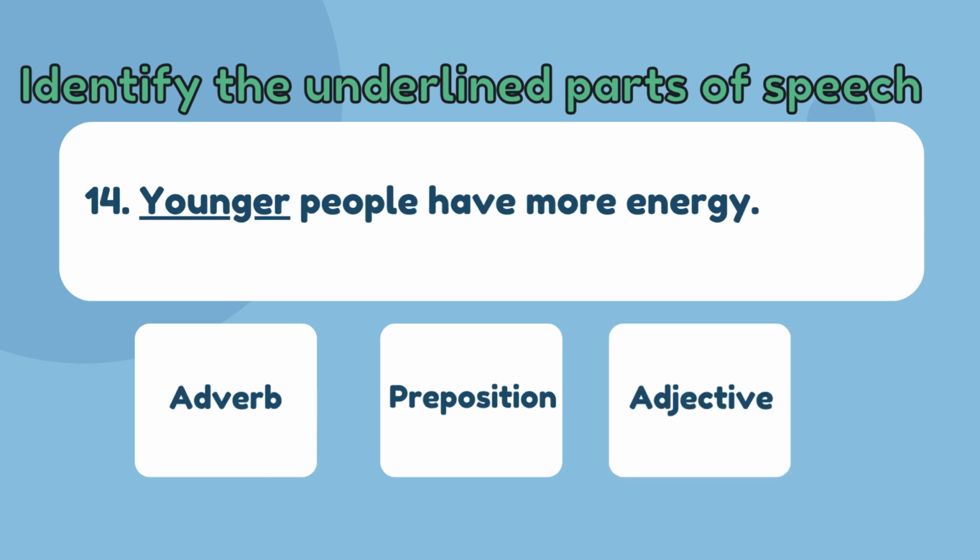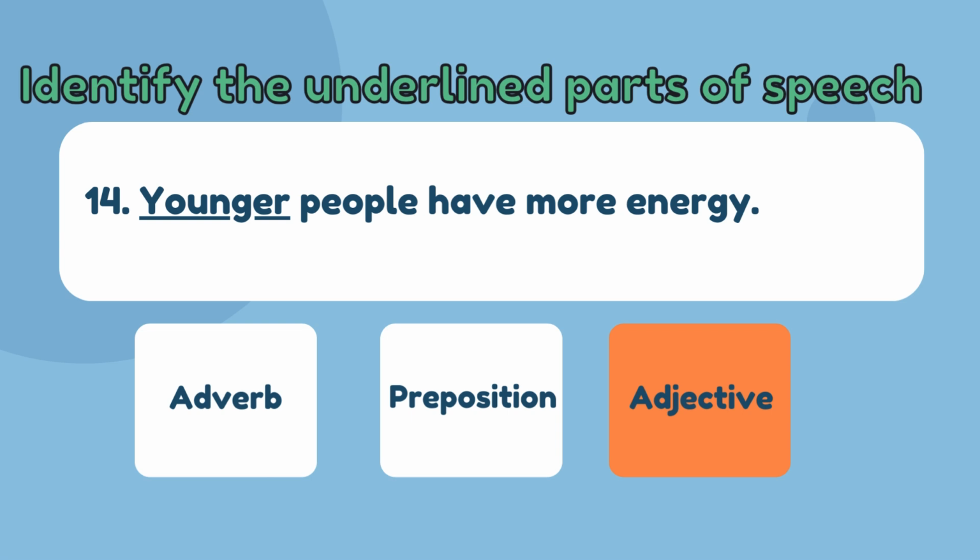Younger people have more energy. Younger is an adverb, preposition, or an adjective. So here you can make sure that you see er here. This is a comparative, and adjectives are the ones that take comparatives. So in younger people, younger is an adjective.